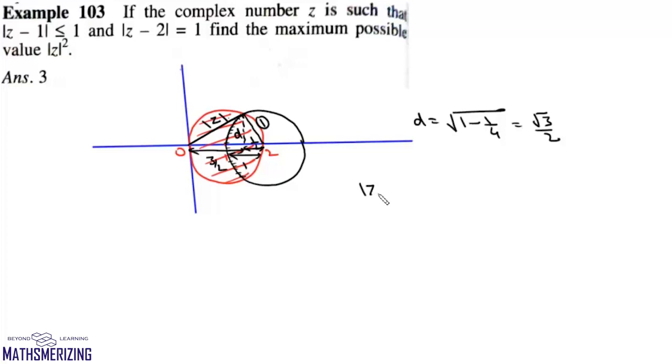So this mod of z max square, it will be 3 by 2 square plus root 3 by 2 square. Now this is 9, 9 plus 3, 12. 12 upon 4 is simply 3. So the maximum possible value of mod z square is 3 and that's your answer to this question.